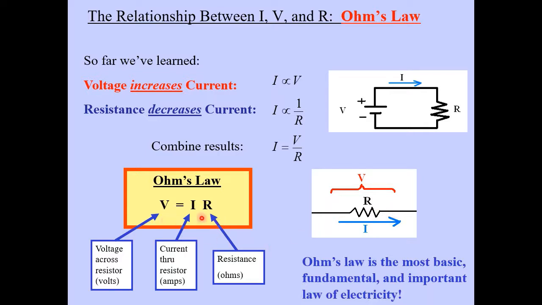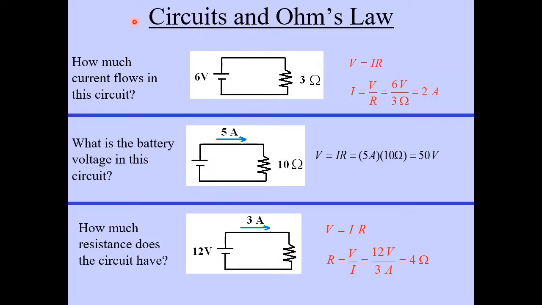So V equals IR, or Ohm's law, is the most basic, fundamental, and important law of electricity. And we'll be using it quite often in this lecture to help us analyze simple electric circuits. Let's go ahead and look at some examples using basic circuits and Ohm's law.